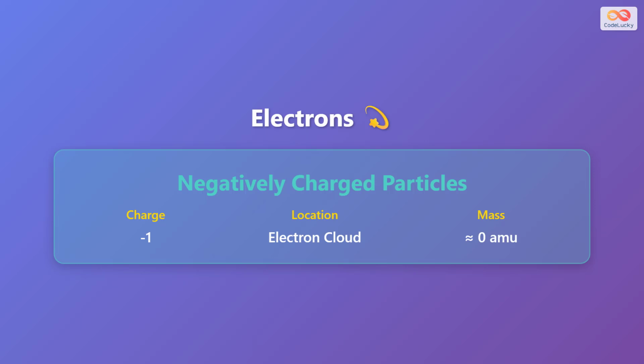Finally, we have electrons. Electrons are negatively charged particles that orbit around the nucleus in the electron cloud. Each electron carries a charge of -1. Unlike protons and neutrons, electrons have an extremely small mass, approximately 0 atomic mass units when compared to protons and neutrons. In fact, an electron is about 1,800 times lighter than a proton. Electrons are responsible for the chemical behavior of atoms because they are the particles involved in forming chemical bonds between atoms. The way electrons are arranged determines how atoms will interact with each other.